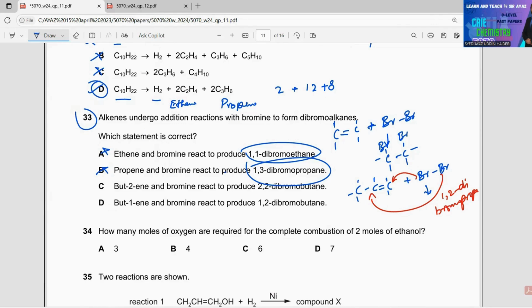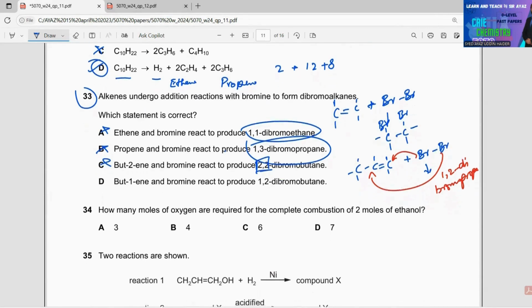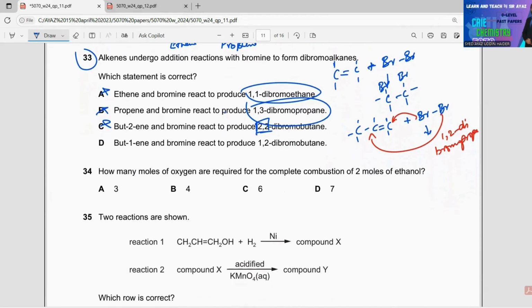What about C? Butene and bromine react to produce 2,2-dibromobutane. This is also incorrect. The reason is that you are again having bromine attached to the same carbon atom. D must be the right answer. Butene and bromine react to produce 1,2-dibromobutane. So butene, this is butene. 1, 2, 3, 4. We have 1-butene, which means the double bond is between the 1st and 2nd carbon atoms.